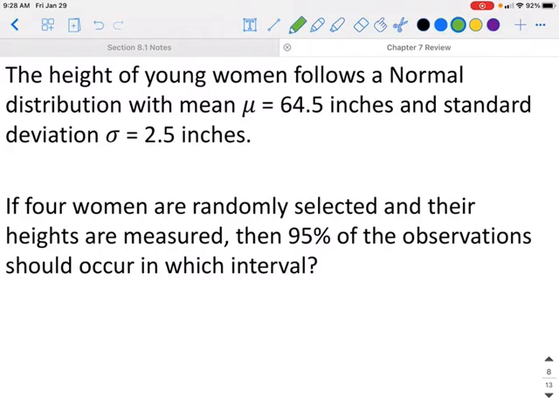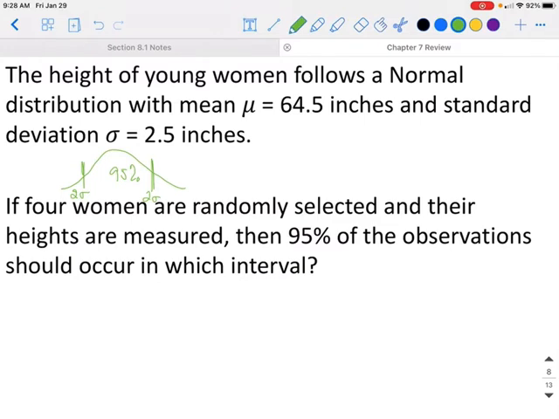The height of young women follows a normal distribution with a mean of 64.5 inches and a standard deviation of 2.5 inches. If 4 women are randomly selected and their heights are measured, then 95% of the observations should occur in what interval? So we know that 95%, if you remember back, 95% of the data should fall within 2 standard deviations of the mean.